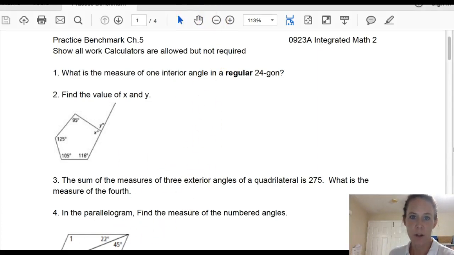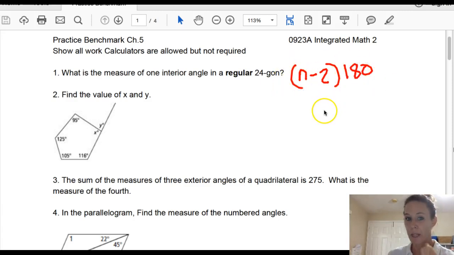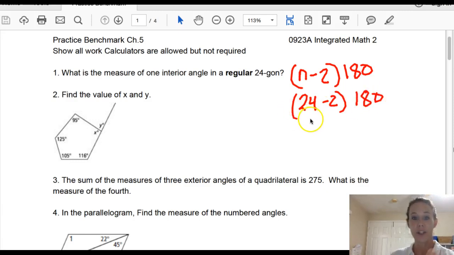Let me see if this will let me draw. All right, the first problem asks, what's the measure of one interior angle of a regular 24-gon? So when you're working this problem, you want to remember the formula. (n minus 2) times 180 gives you the sum of the interior angles of a polygon. So if I have a 24-gon, my n is going to be 24. 24 minus 2 times 180 will give me the sum of the interior angles of a regular 24-gon. So I'm going to go 22 times 180.